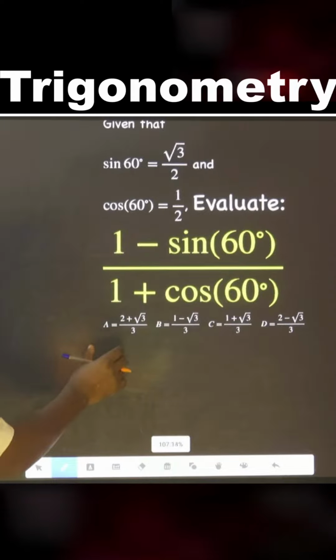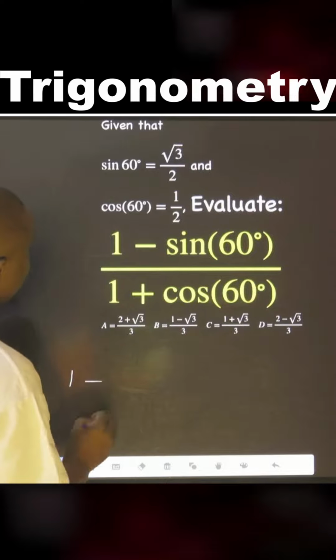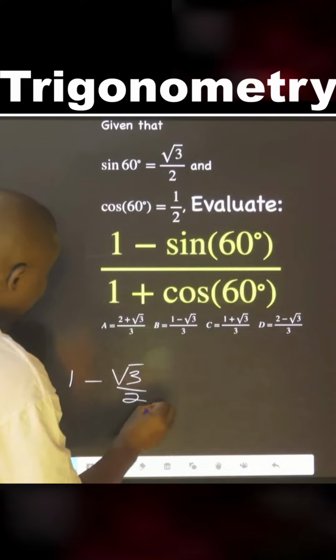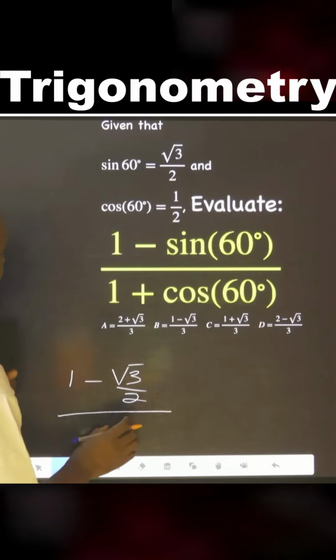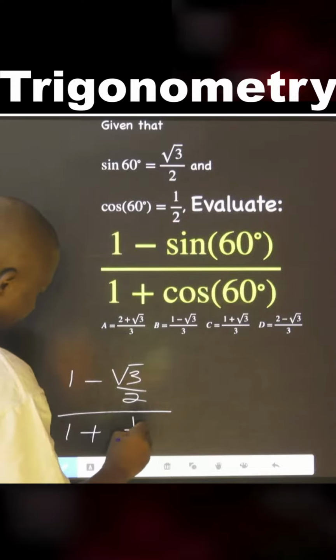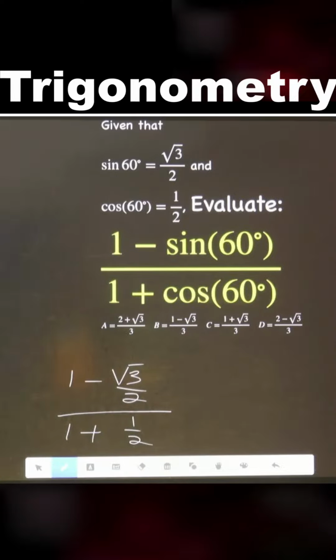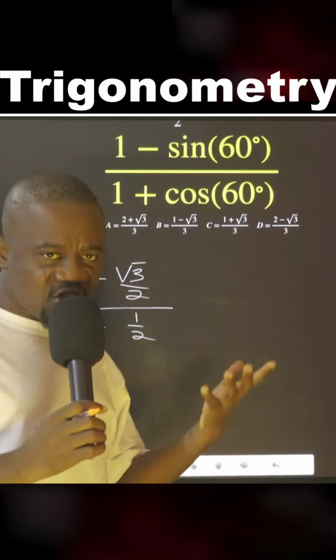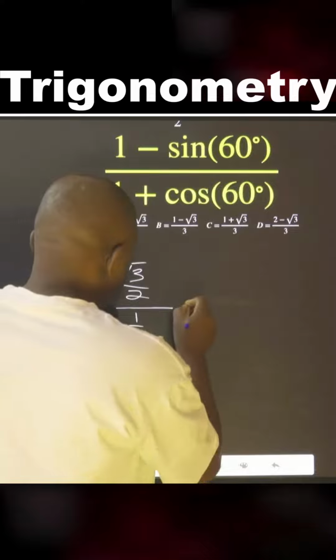So what we need to do now, just to say 1 minus square root of 3 over 2 all over 1 plus 1 over 2. This is just surd now. That's why you must remember your surd. Let's look at this numerator.